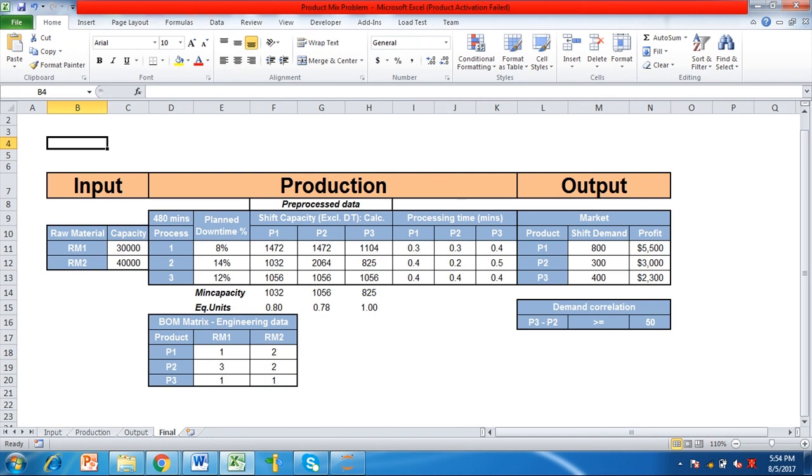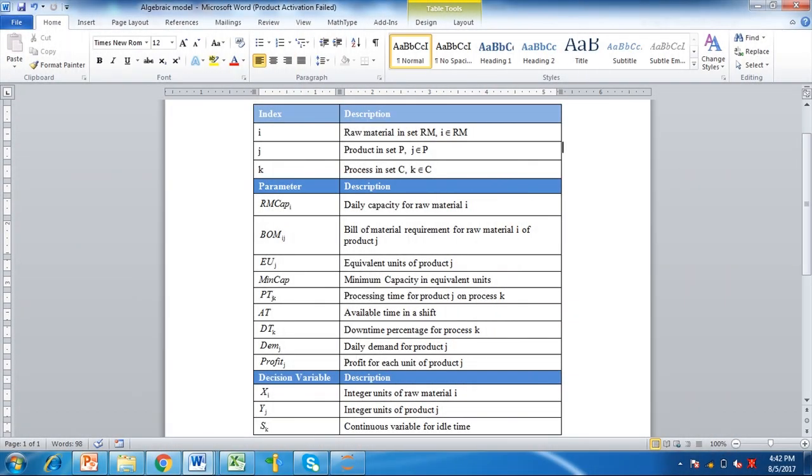The data for the problem illustrated is further built in algebraic form that would be used for modeling in Python. The notations for the product mix problem consist of indices i, j and k for raw materials, products and processes. The parameters are inclusive of data frames used in the model. These are raw material capacity, bill of material requirement, equivalent units of product, minimum capacity in equivalent units, processing time for products on each process, available time in a shift, downtime percentage for each process, daily demand for each product, and profit for each unit of product sold.